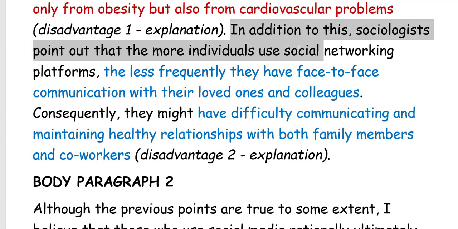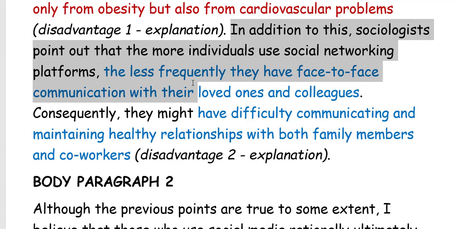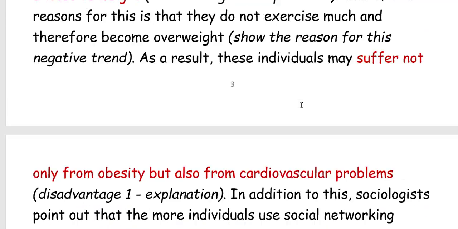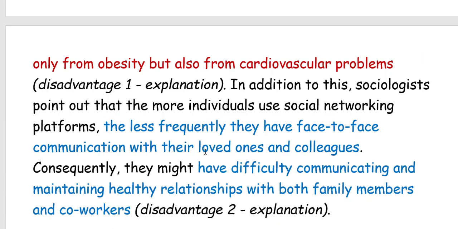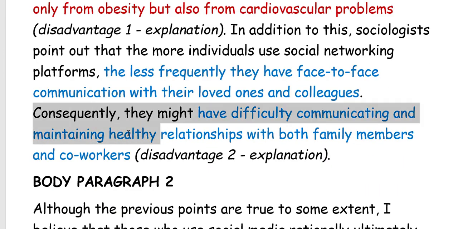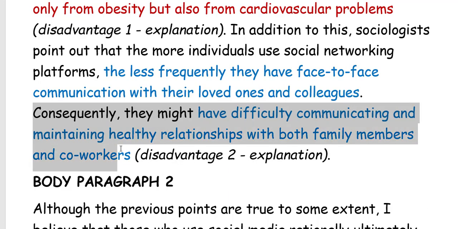Next, in addition to this, sociologists point out that the more individuals use social networking platforms, the less frequently they have face-to-face communication with their loved ones and colleagues. Okay, so this is the explanation of the second aspect, communication skills. Communication skills means that the way you talk to people, you socialize, you interact with them. Next, consequently, they might have difficulty communicating and maintaining healthy relationships with both family members and coworkers.